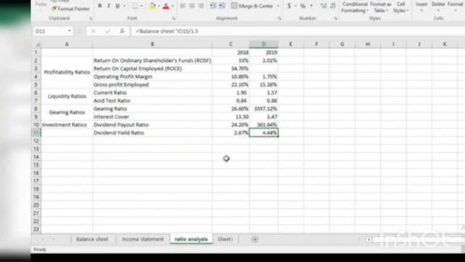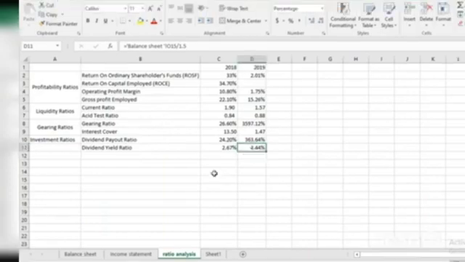And that is the total that we had to find: the profitability ratios, liquidity ratios, gearing ratios, and investment ratios. We were given the values of 2018, and we have found the values of 2019. And that is it. That is the assignment that we were given, and we have solved it all.